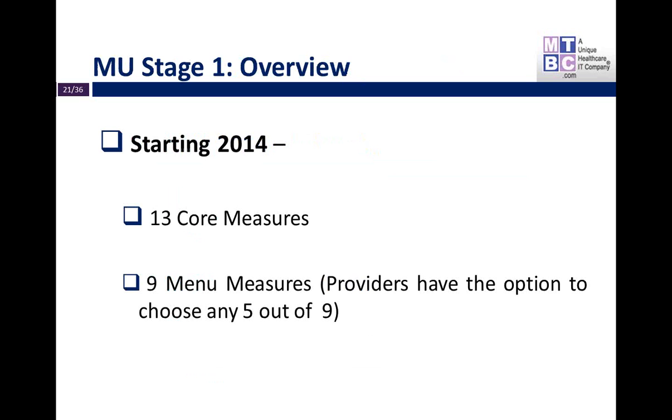Now, as I mentioned previously, there are different stages of meaningful use. Stage 1 of meaningful use has 13 core measures. Means that they are all mandatory measures unless your specialty doesn't perform one of those measures in their practice. And there are a total of 9 menu measures, means the optional measures, and you have the option to choose any 5 out of these 9.